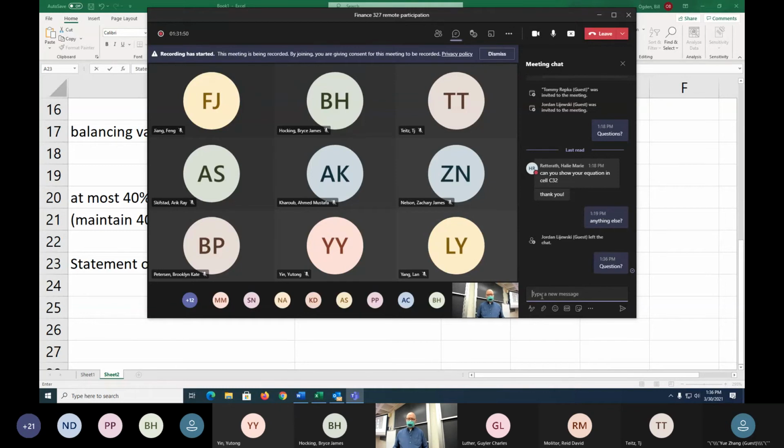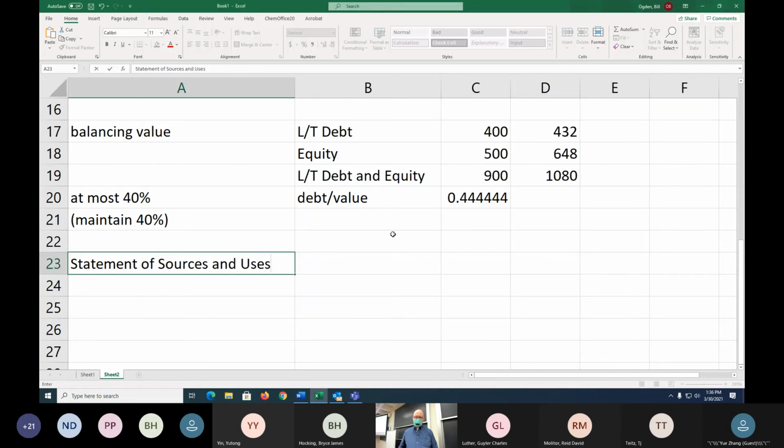Is everybody okay on this? How I came up with the dividend? How I arrived at the addition to retained earnings? All right, well, hearing none.